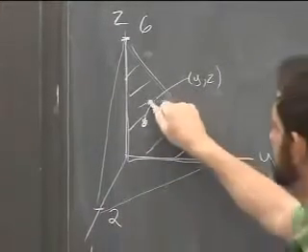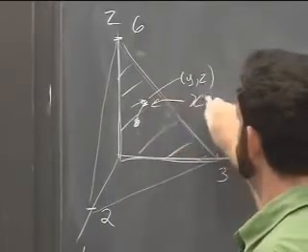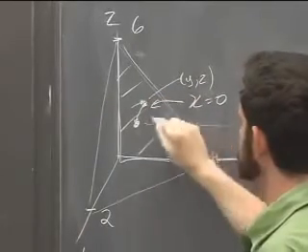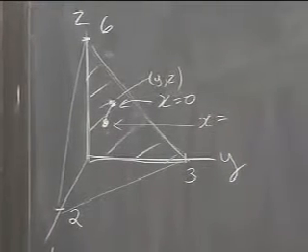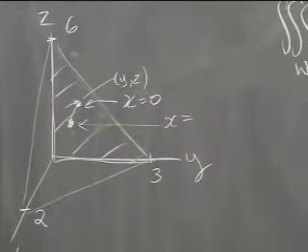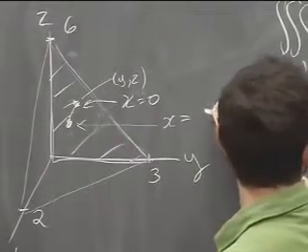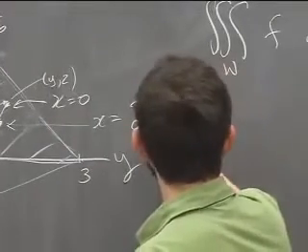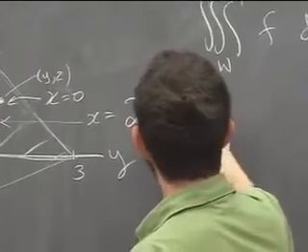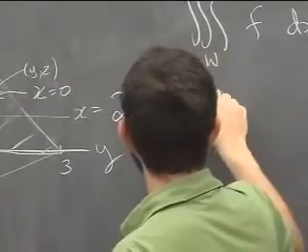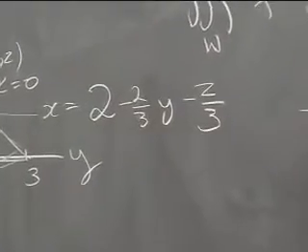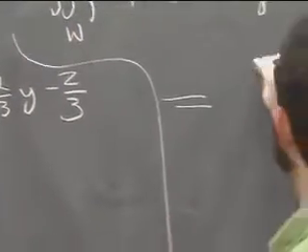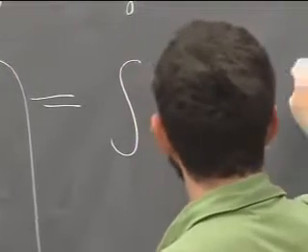So x starts at 0. Here, x is on the plane. So you just solve this equation for x, and you will find, dividing by 3, that it is 2 minus 2/3 y minus z over 3. So the x region, this integral, I need plenty of space.